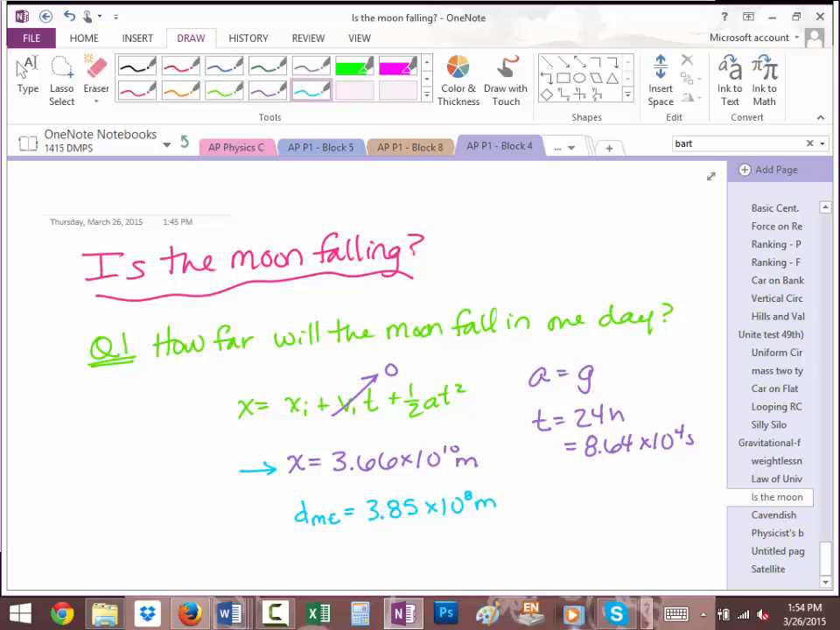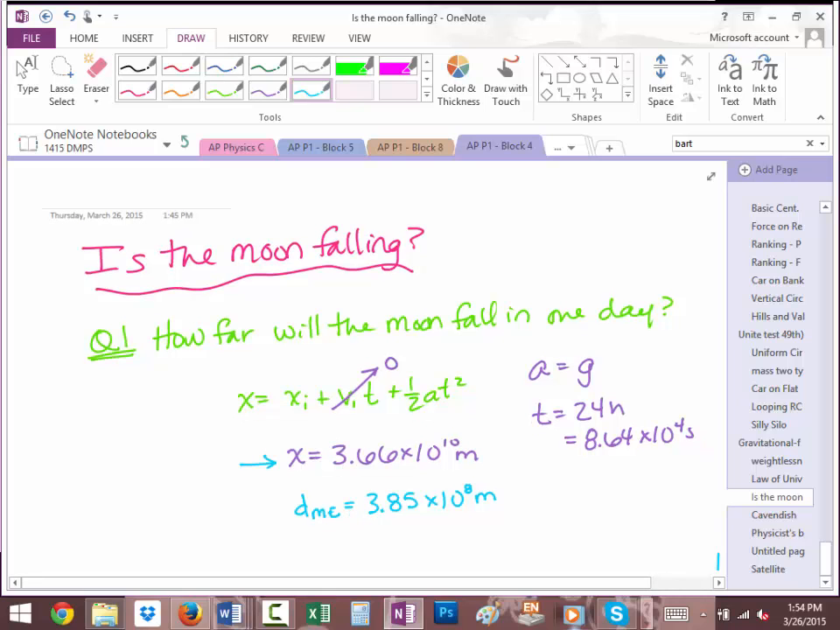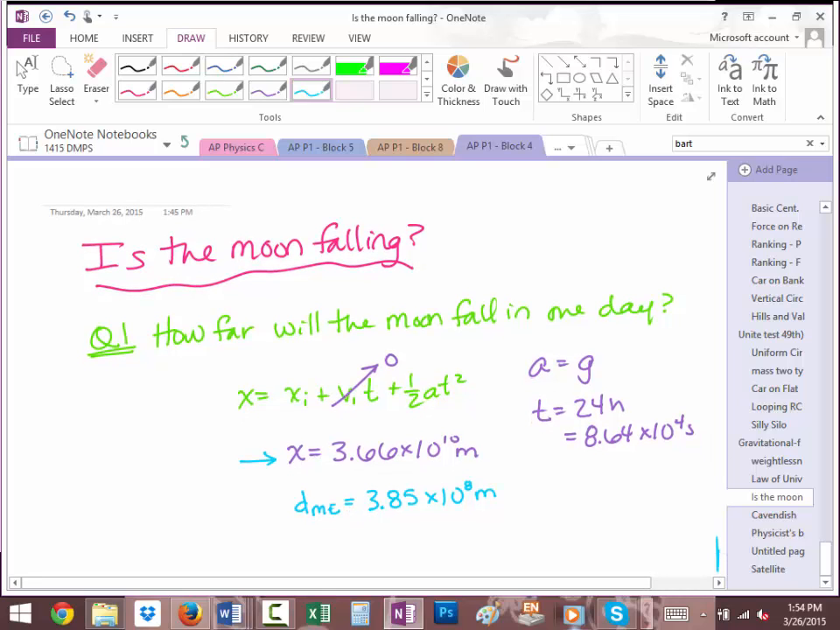Okay? In one day, as compared to where it's sitting right now. That's not happening, right? Because the moon is still there. We see it all the time. So there's got to be something else going on. So, okay, we've moved on. We've done question one. We've got to keep going. So we need to figure out something else.